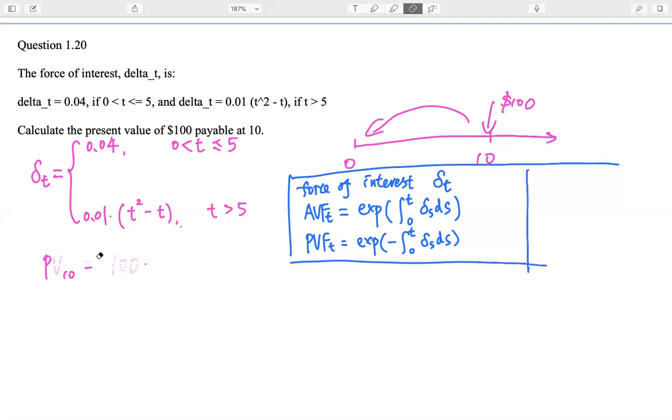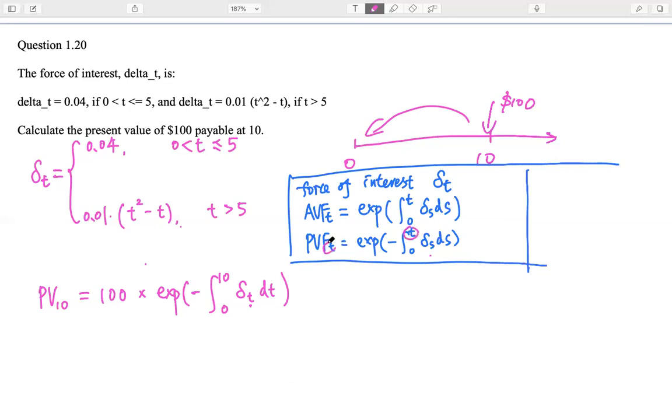Now what I want according to this, let me write it slightly below so it does not conflict with the box. I have $100, so I multiply it in front. According to this present value factor, I will need to go all the way back from 10 to 0. By the way, here s and t are just notation. You can use anything you want. Here we reserve t for the upper limit, so I use s. You can use something different if you want.